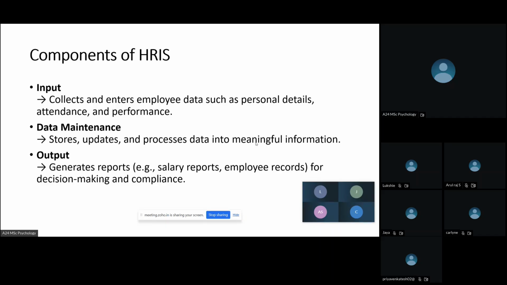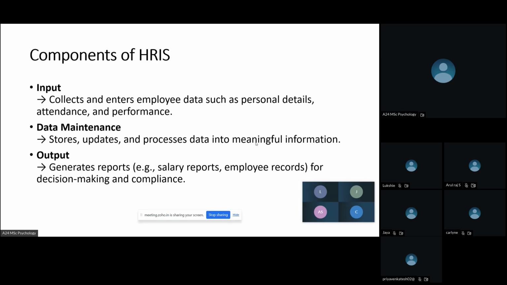For example, let's say providing maternity leave to expected mothers for at least 6 months is mandatory as per India labor law. If an audit comes up, and an auditor is asking whether we have provided this leave type to all the expected mothers in the last 5 years, we can easily pull a report and show it to the auditor and say that we are compliant in our processes. So that is what output is all about. So the components are input, data maintenance, and output.